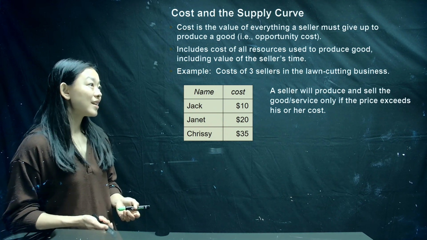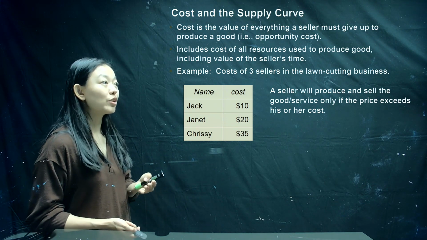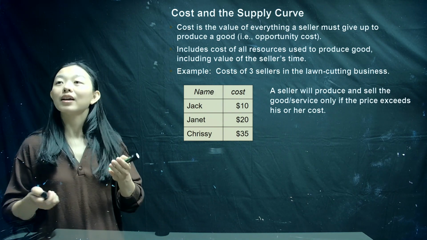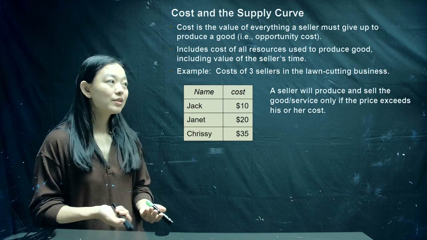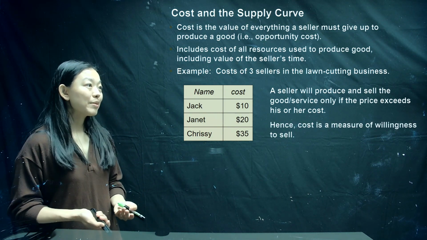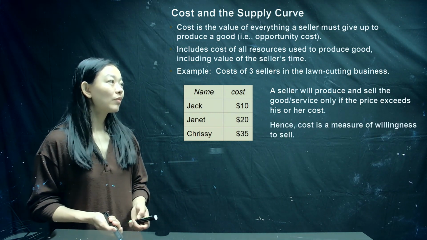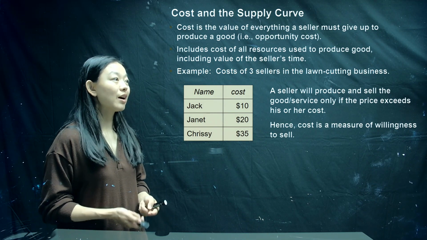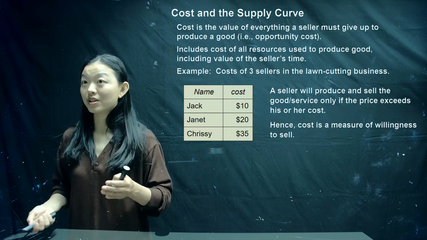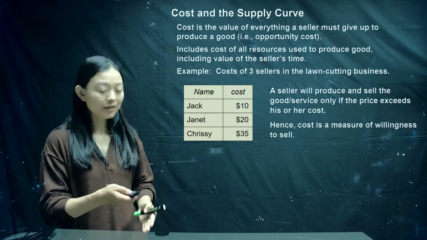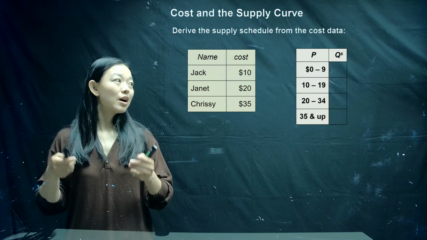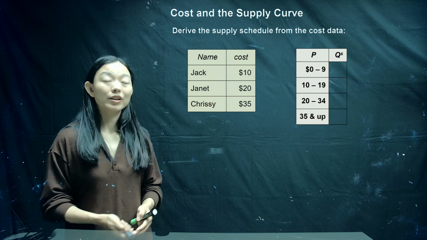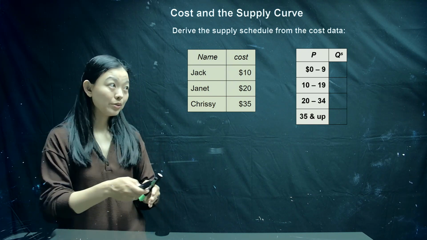And we would like to say a seller will produce and sell the goods or services only if the market price is higher than their cost, right? So for example, cost is a measure of willingness to sell, okay? Now, we can use this cost to derive our supply schedule.